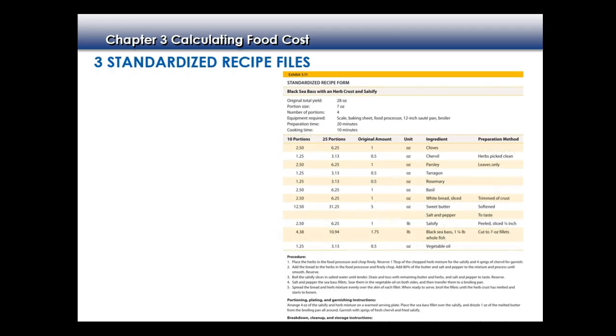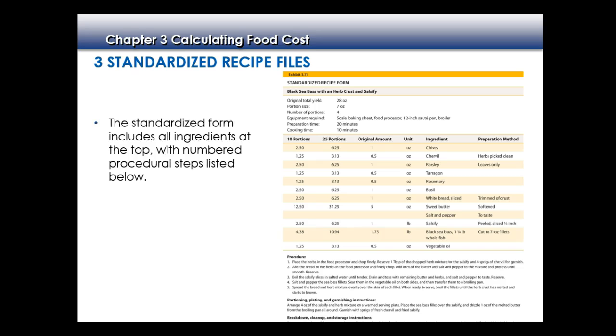So there's 3 different recipe forms, I should say. There's the standard recipe, there's the narrative, and the block form. So the standardized one, I think most people have seen. I'm sorry that's kind of cut off on the bottom there, but you still have the same picture in your book. It includes all the ingredients on top with the numbered procedural steps below.